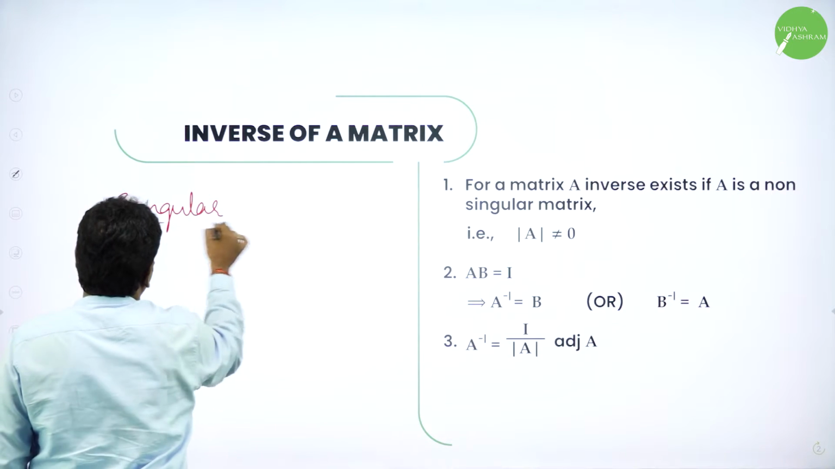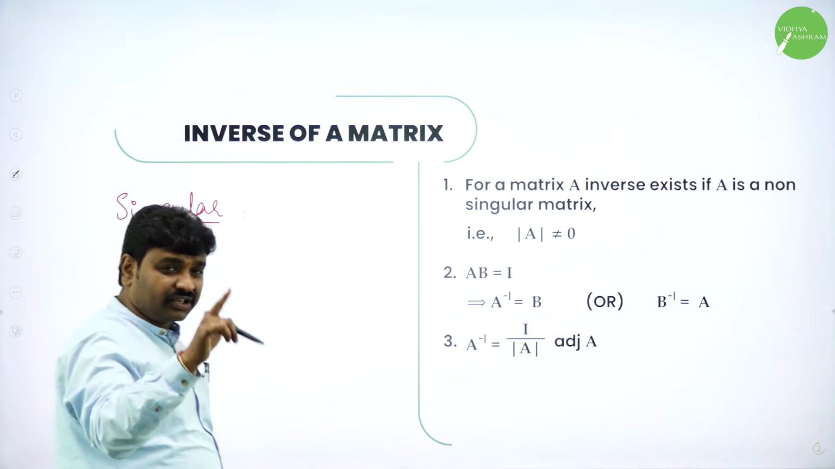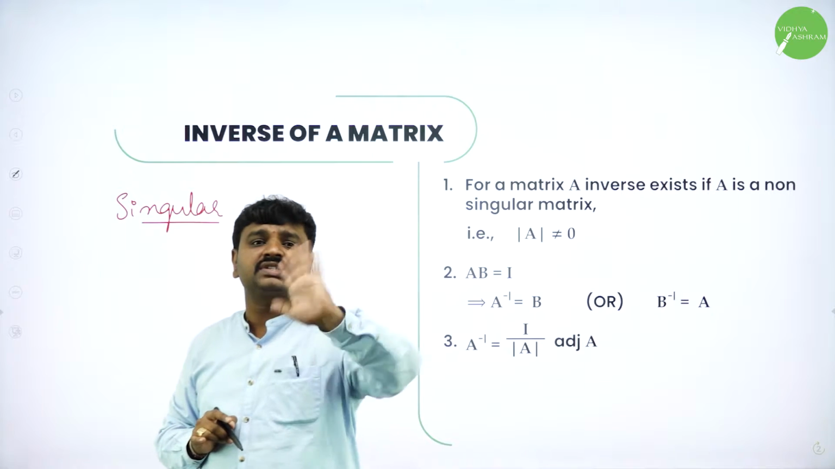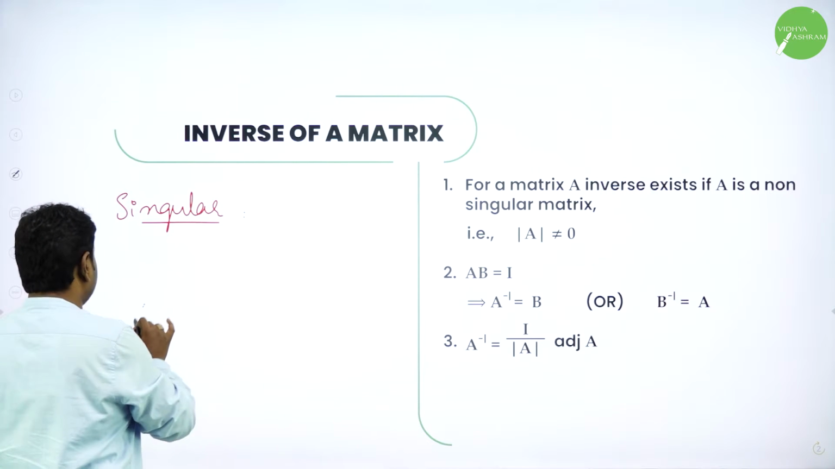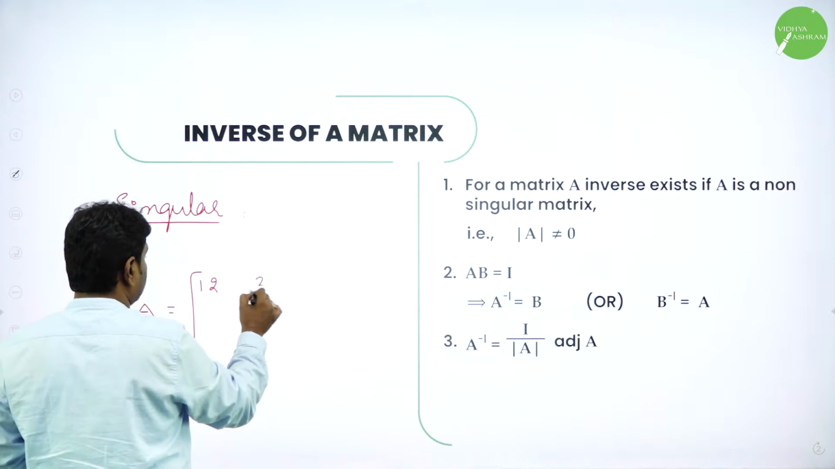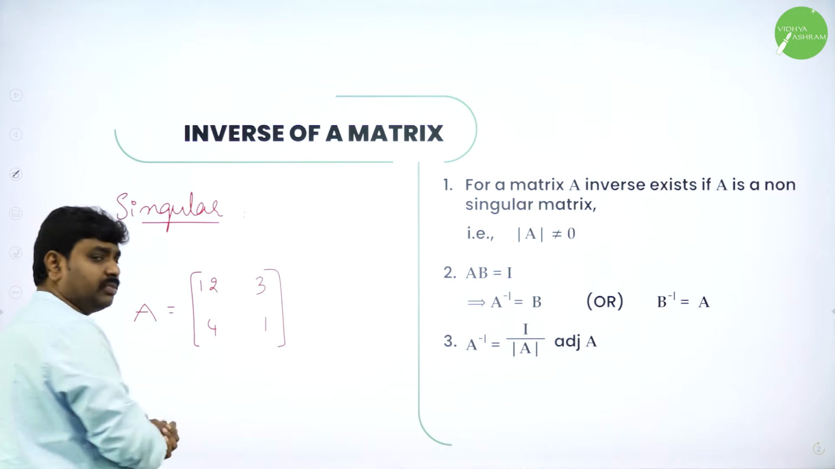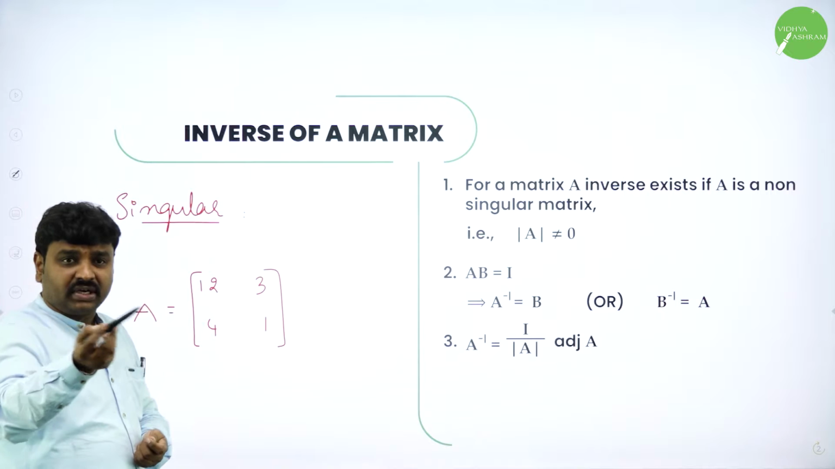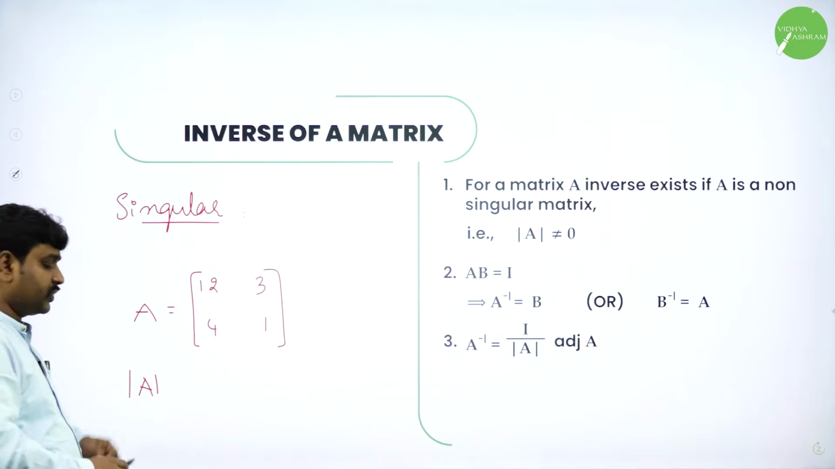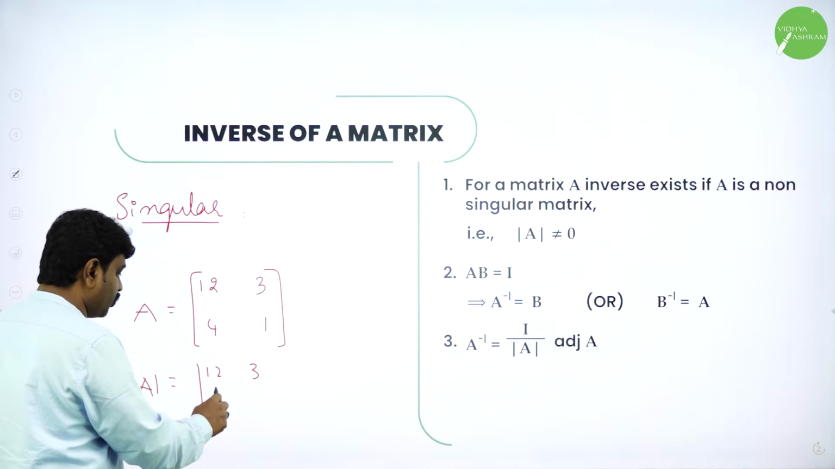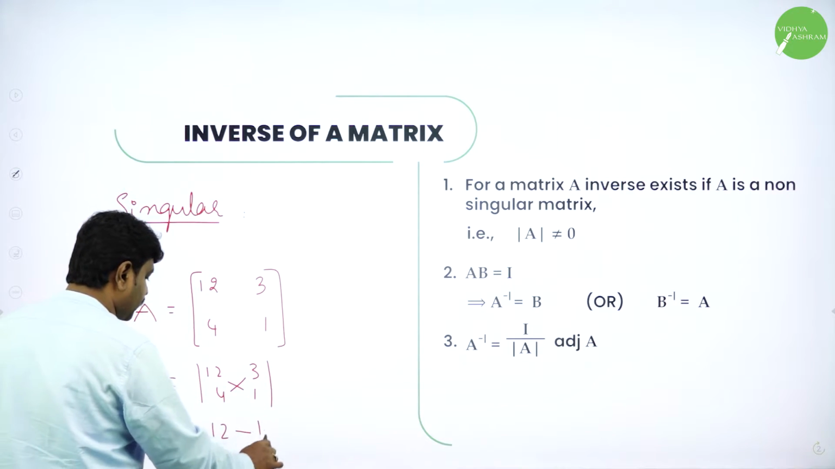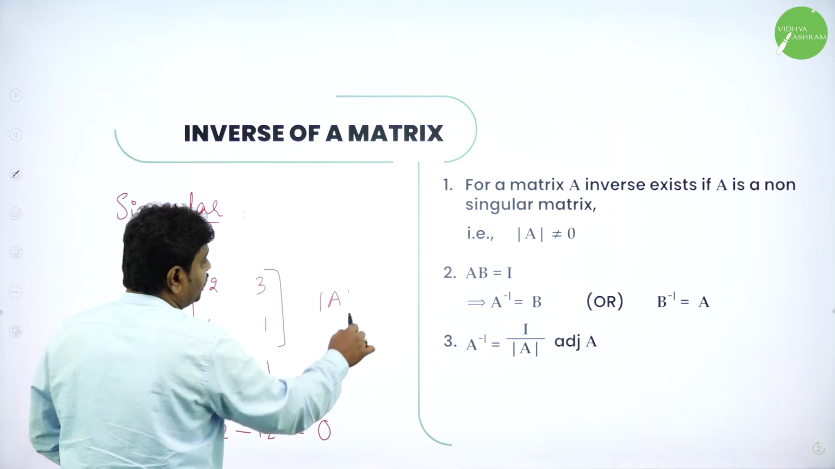What is a singular matrix? A square matrix is said to be singular if its determinant is 0. So for example, I'll take A is equal to 12, 3, 4, 1. I've taken a matrix. Now let us find the determinant. All of you know how to find the determinant of 2 cross 2. Determinant of A is the determinant of 12, 3, 4, 1. So 12 into 1, 12, minus 4 into 3, 12. 12 minus 12 is what? 0. So here determinant A we got 0.